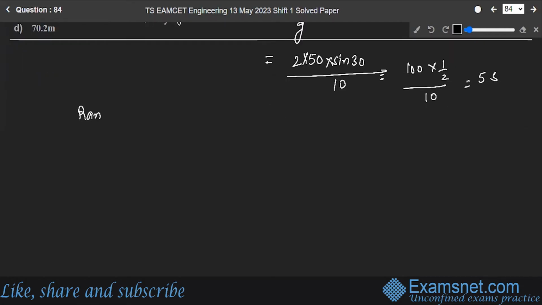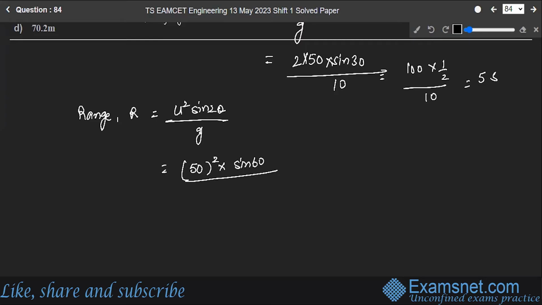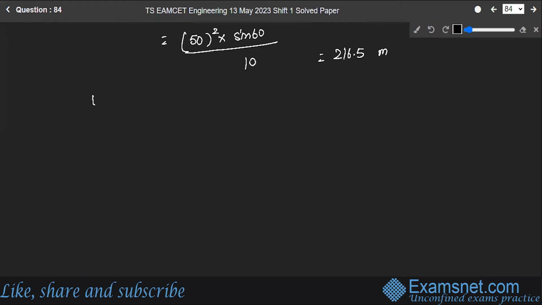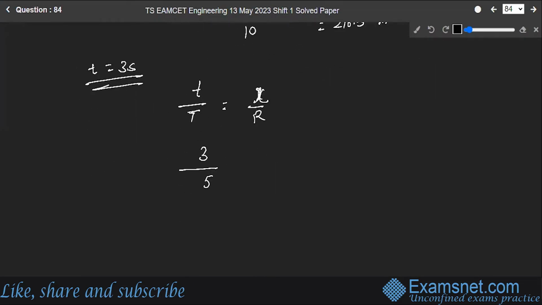Now the range is u square sine 2 theta upon g. So this is 50 square sine 60 degrees upon g. This will give you, on solving, 216.5 meters. Now we have the time as 3 seconds. At that, t upon capital T is equal to x upon R, right? So let's fill. You have time as 3 and capital T is 5, that is 5 seconds, is equal to x upon the range, 216.5.